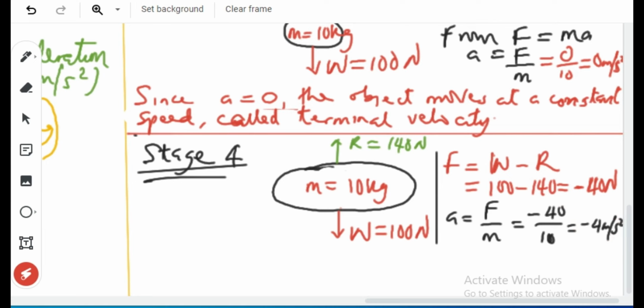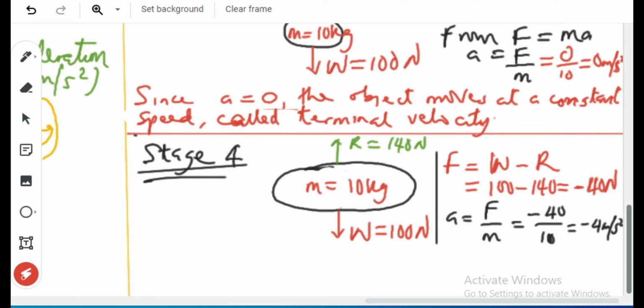So what does that mean? The skydiver will now be slowing down. Because the skydiver is slowing down, he's doing what? Slowing down. Well, how do we know that he's slowing down? How do you know that he's decelerating? It's negative acceleration. Negative acceleration is deceleration.